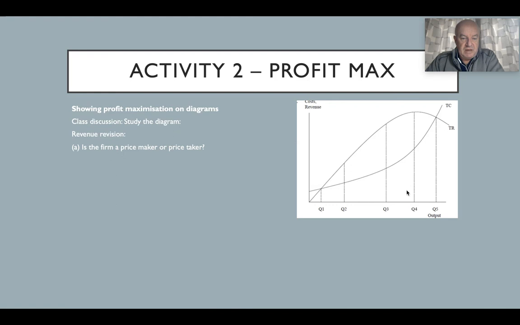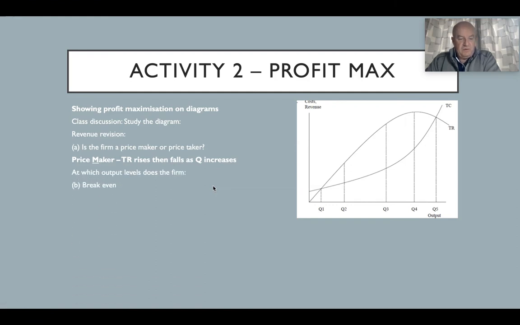Is the firm a price maker or a price taker? Let's take a look at the revenue line, and you can see that that is a variable line. That would suggest that the level of revenue is changing with different levels of output. So in that situation, we are actually a price maker. Our total revenue is rising, and then it falls as quantity increases. So that would be a typical example of a price maker.